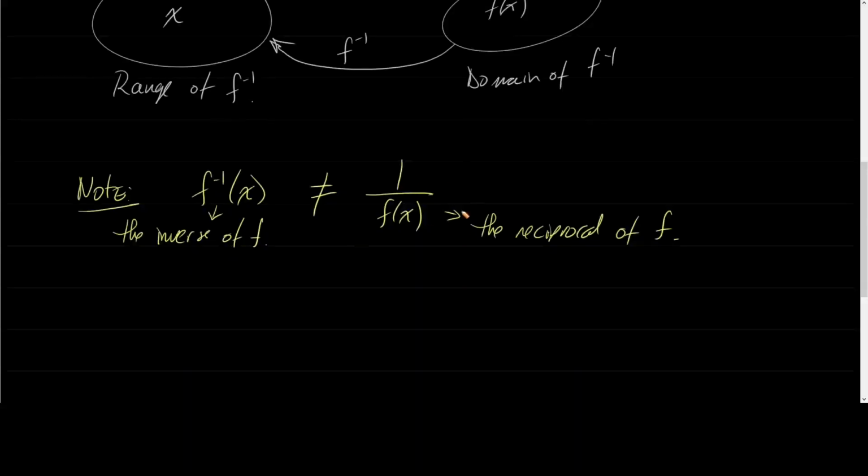If I wanted to talk about the reciprocal of a function, I would have to write it this way, f of x, and then that to the -1. This is the reciprocal, all right? But if I have that power to the -1 there in here, I'm saying f inverse. All right, so that's just some notation.